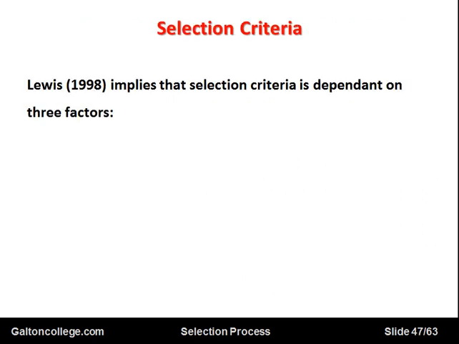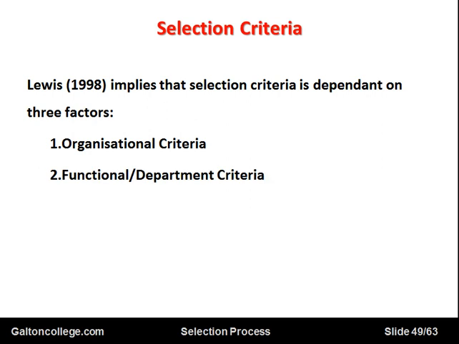Now, the Lewis one I mentioned implies that selection criteria is dependent on three factors. This is the last one we'll look at. First of all, organizational criteria. What the organization wants from a person, from a worker. So they will want responsibility, they will want reliability, they'll want application. So organizational criteria are important.